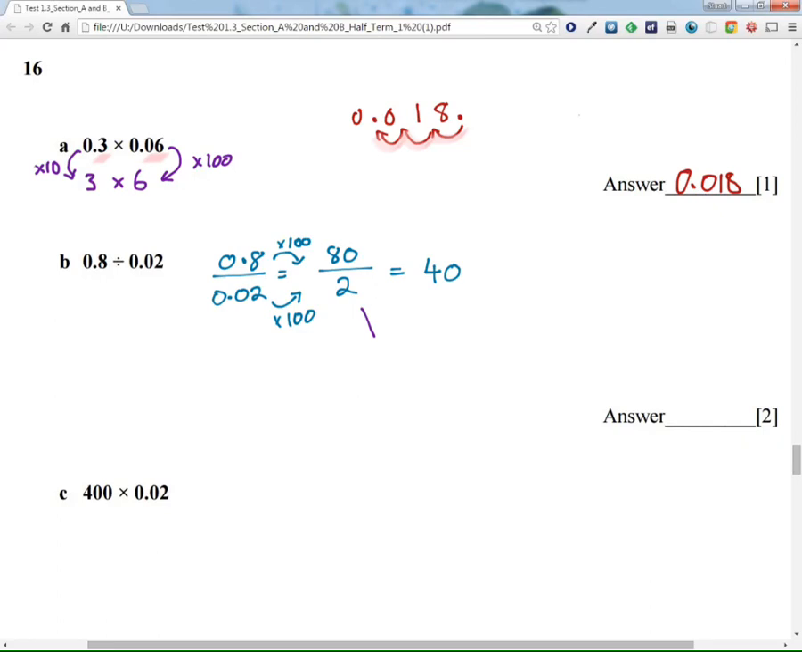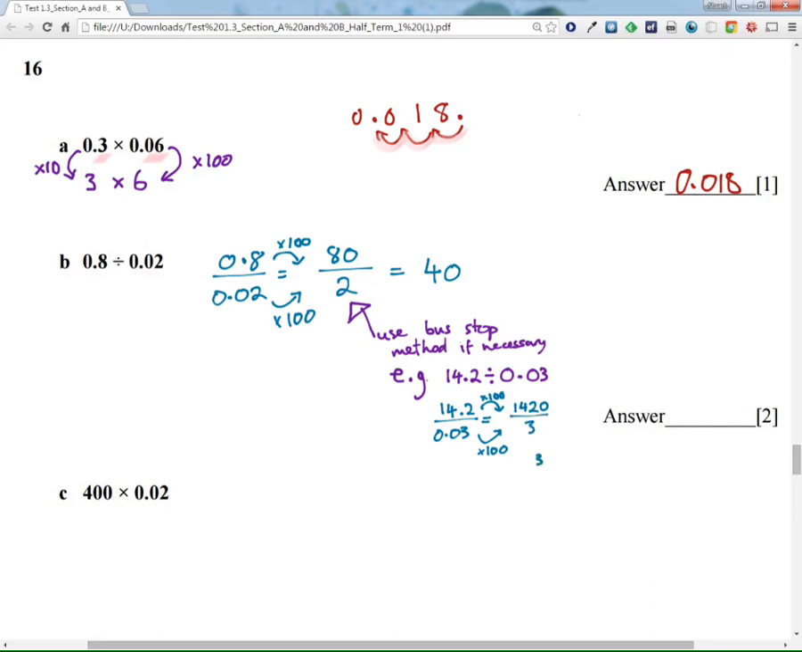At this stage, when you get 80 over 2, you could use the bus stop method to do the division, or you could just simply leave your answer as a fraction in some situations. Let's do a different example where you have to do the bus stop method. So 14.2 divided by 0.03. We'll write it as a fraction, 14.2 over 0.03. We're going to times top and bottom by 100 to get rid of the decimals. Okay, so this gives 1420 over 3. We can at this stage do the division, remembering that it's 1420 divided by 3, so use the bus stop method, and find your answer that way.